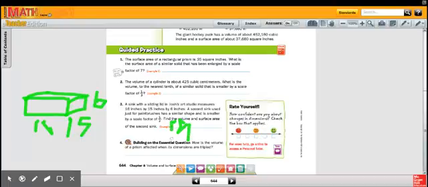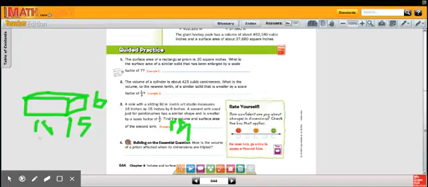Now, surface area, you have to think about each side. So I know I have 16 times 15. Easy for me to say since I can't type it in. 16 times 15. That's 240, and that's so times 2. That's 480. All right.